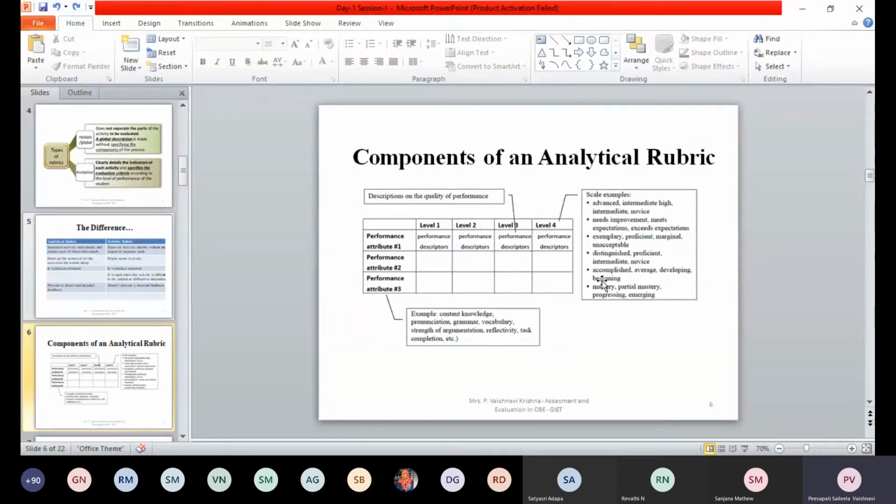Rather, that will not be much useful to you. Okay, and how can I give these scales? If you're observing this, see the scales. I can give the scales this way. I can categorize the scales as levels: advanced, intermediate high, intermediate, and novice. This is one scale of measurement.